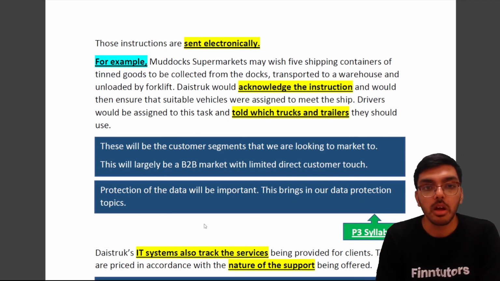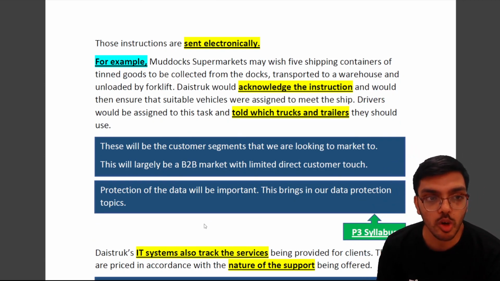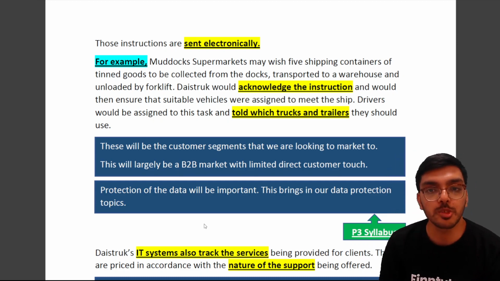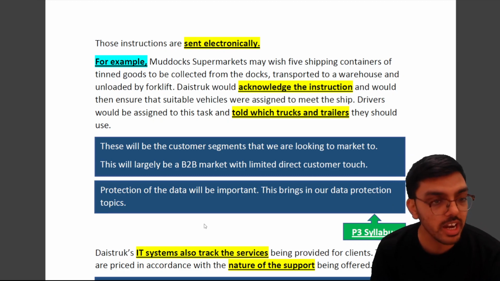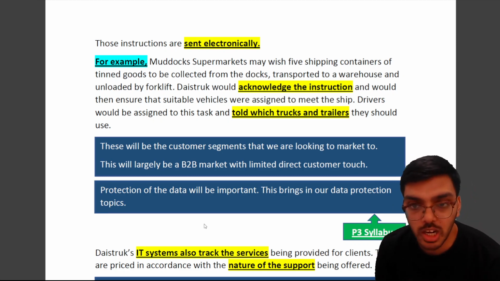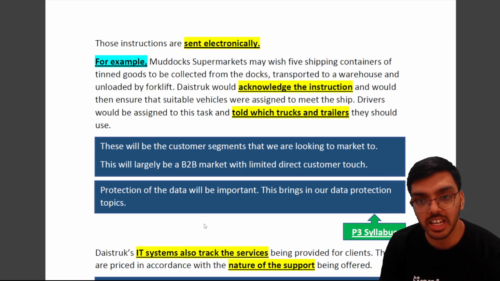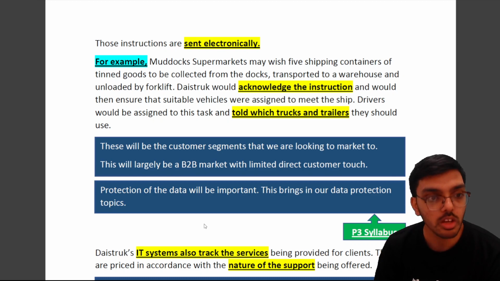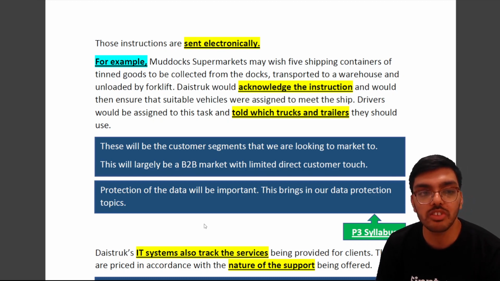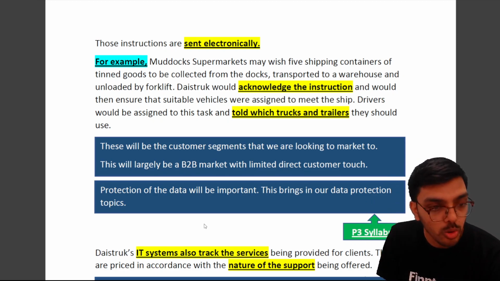Now these instructions are sent electronically. For example, Maddox Supermarket may have 5 shipping containers of tinned goods to be collected from the docks, transported to a warehouse and unloaded by a forklift. Daistruk would acknowledge the instruction and would then ensure that the suitable vehicles are assigned to meet the ship. Drivers would be assigned to this task and told which trucks and trailers they should use. So it's a seamless system that will have to be followed.